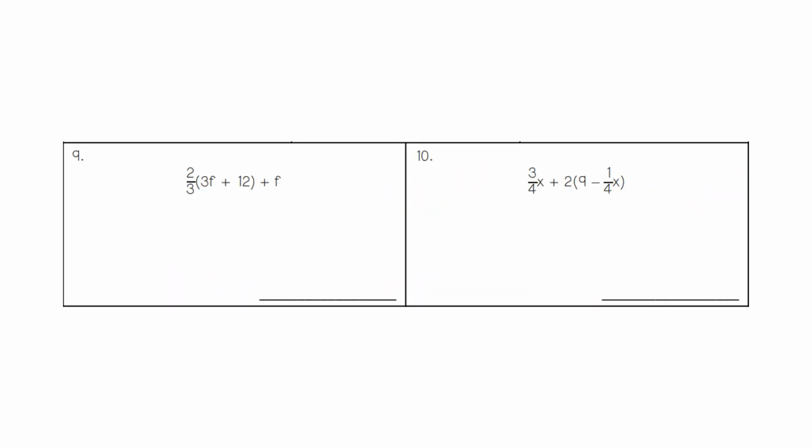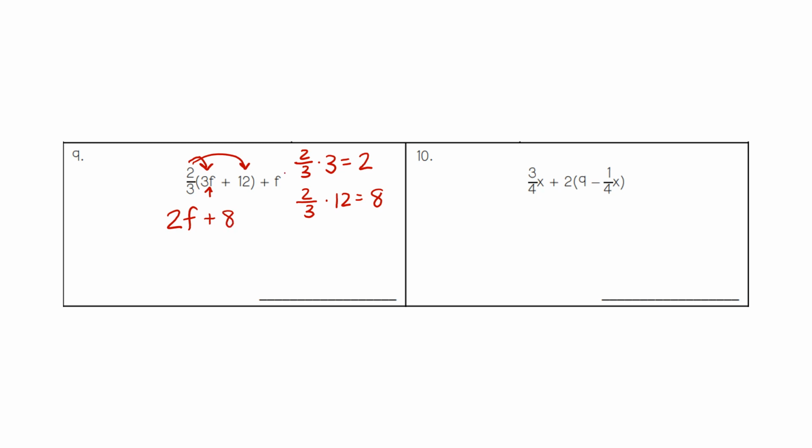For number 9, we start by multiplying the fraction 2/3 on our calculator by 3. 2/3 times 3 gives us a value of 2. So that would be 2f because the variable f is included in that problem. We multiply again on our calculator, 2/3 times 12, which would give us an answer of 8.